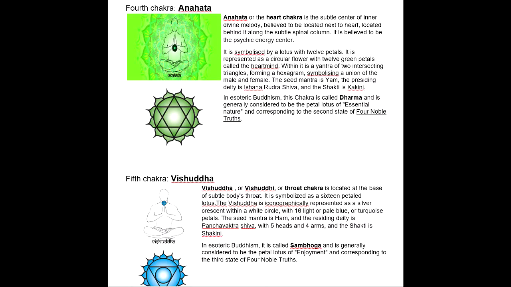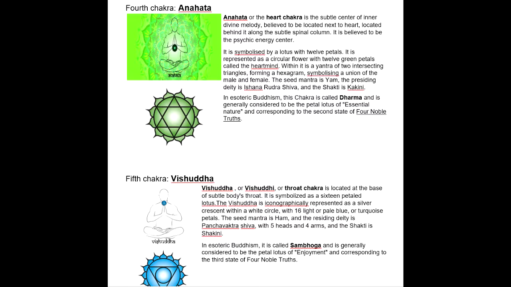Fourth chakra, Anahata. Anahata or the heart chakra is the subtle center of inner divine melody, believed to be located next to the heart, behind it along the subtle spinal column. It is believed to be the psychic energy center. It is symbolized by a lotus with 12 petals. It is represented as a circular flower with 12 green petals called the heart mind. Within it is a yantra of 2 intersecting triangles, forming a hexagram, symbolizing a union of the male and female. The seed mantra is Yam, the presiding deity is Ishanarudra Shiva, and the Shakti is Kakini.